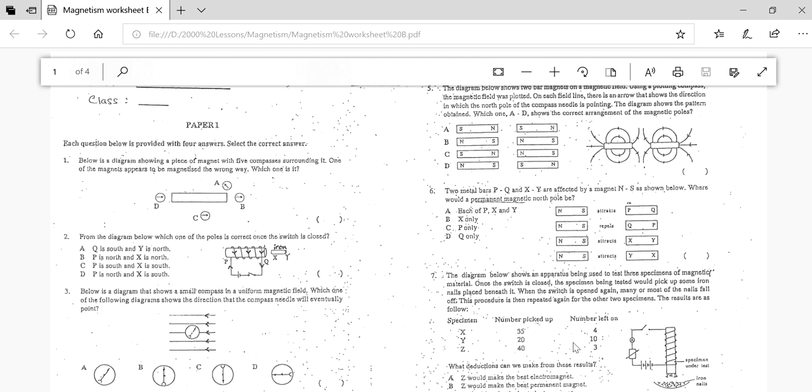Okay, class. At this point, let's consolidate what we have learned so far. Part A of the objective of the lesson is to be able to describe the three properties of a magnet. In these three properties, one of them we have learned is that a piece of magnet must be able to attract magnetic material. And who are these magnetic materials?